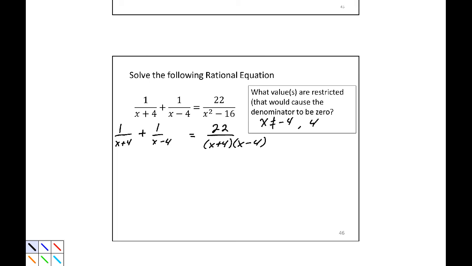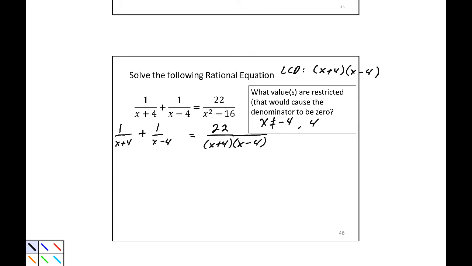Next, we want to find our least common denominator. The least common denominator for these is going to be x plus 4 times x minus 4. The x plus 4 will cancel here. The x minus 4 will cancel here, and both will actually cancel in that term.